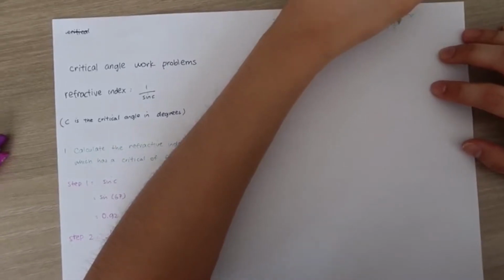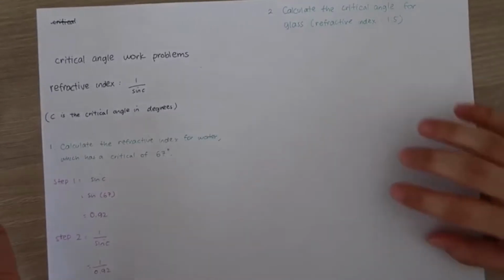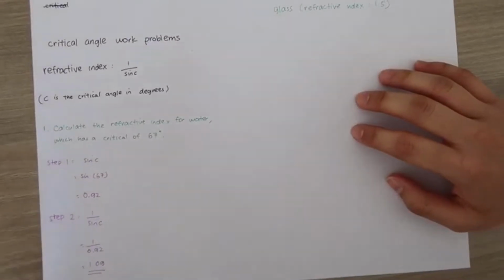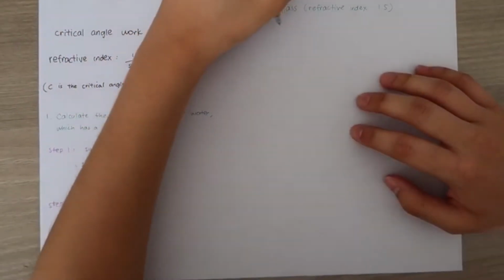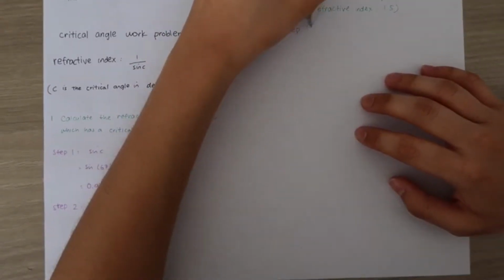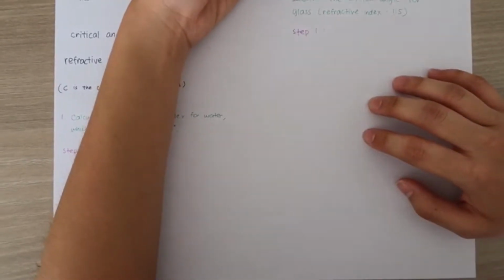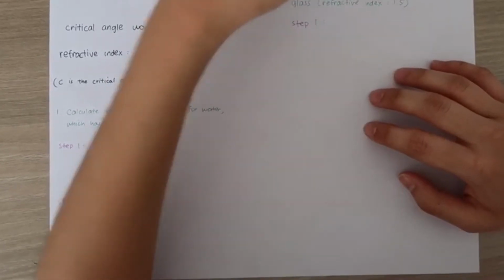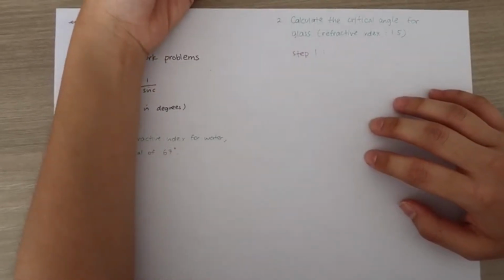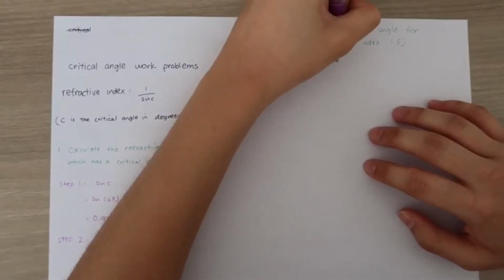As an example of a question, calculate the refractive index for water, which has a critical angle of 67 degrees. For the worked example 1, step 1, calculate sin C. Sin 67 degrees equals 0.92. Step 2, substitute the value of sin C into the equation. The refractive index equals 1 upon sin C. So 1 over 0.92, and the answer is 1.09.